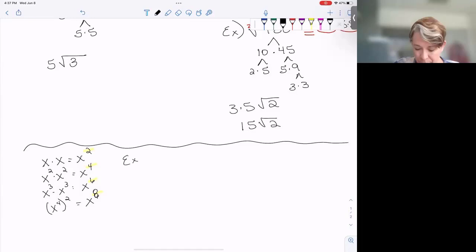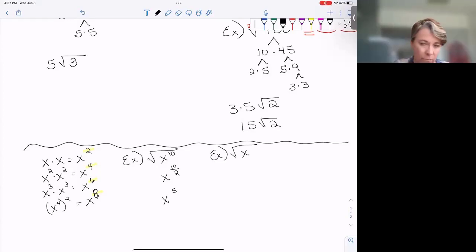So for example, if I had the square root of x to the 10th, we could just divide that 10 by 2, and that gives us x to the 5th. If we had the square root of x to the power of 80, you still just divide it by 2. x to the 80 divided by 2 gives us x to the 40th. Now, what if it wasn't even?